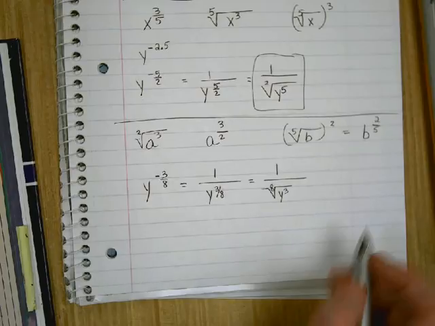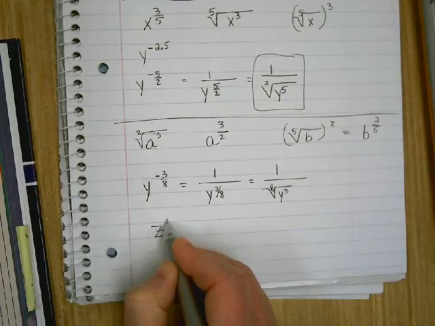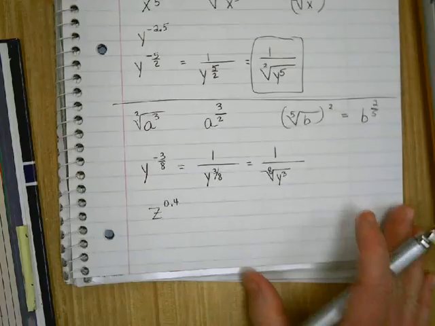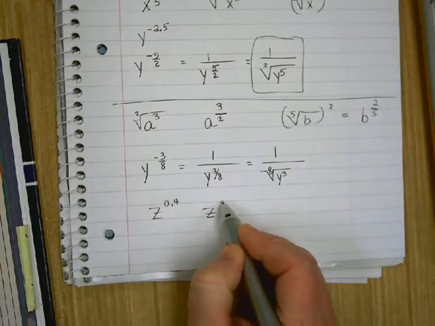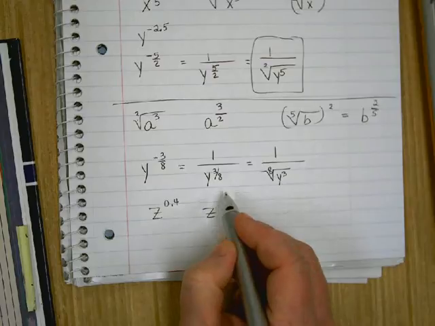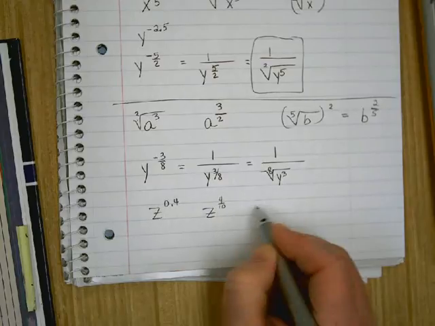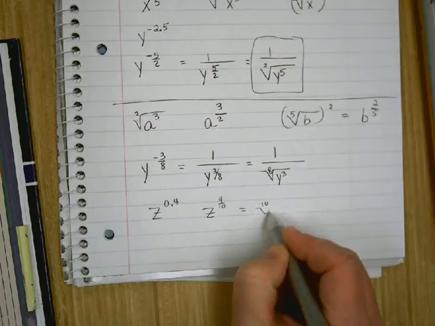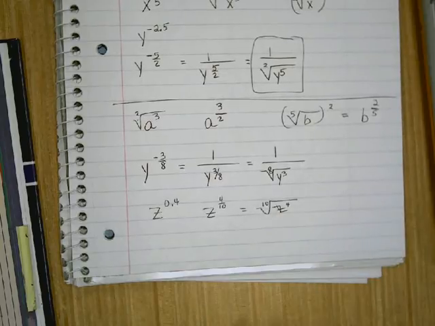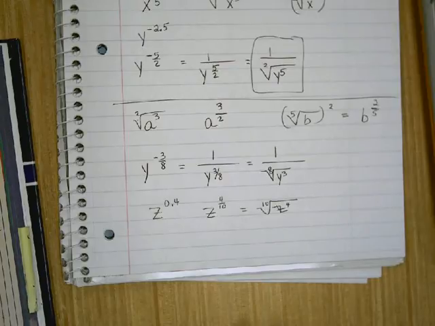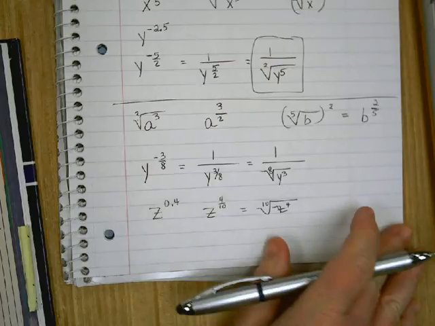What about z to the 0.4 power? Well, you've got to change 0.4 to a fraction. What's that going to be? 4/10. So this is the 10th root of z to the 4th. Everybody think they got it? Okay.